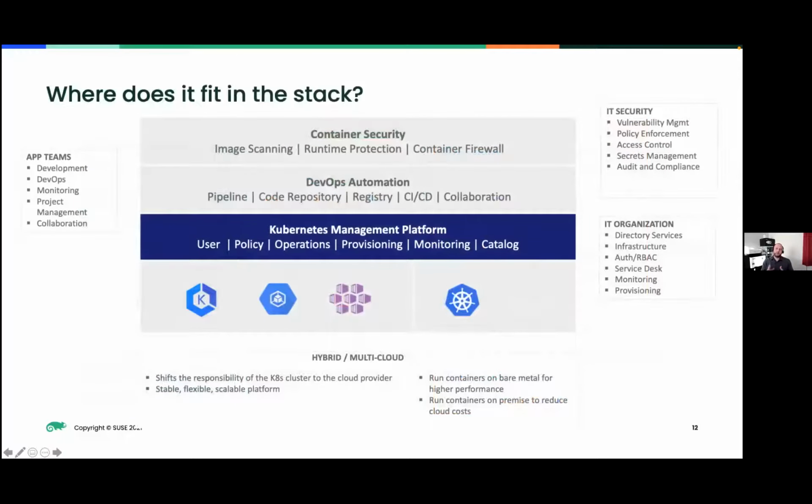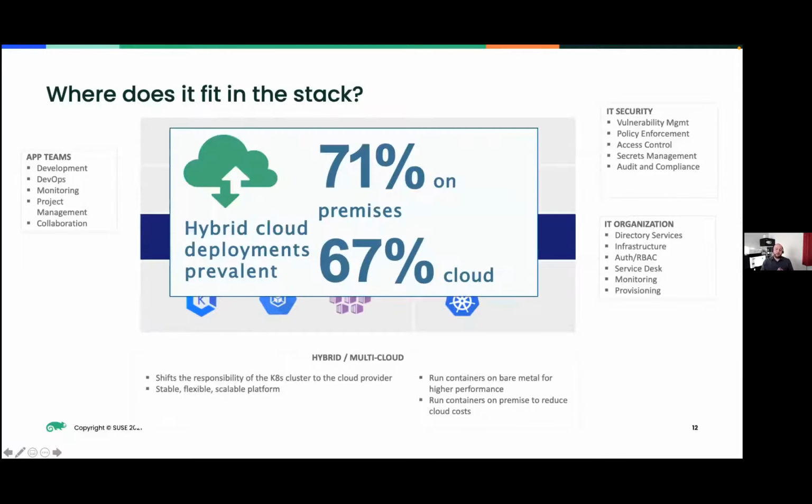So when it comes to a Kubernetes management platform, it sits on top of your Kubernetes clusters. It can help with your DevOps automation. It can help with your security. It can help manage your existing infrastructure as well. I mentioned earlier on when we talked about legacy infrastructure, that it's no longer a case that things are just greenfield deployments. We ran a survey relatively recently, and among our customers and people that we interviewed, 71% are running containers and Kubernetes on-premise and 67% in the cloud.